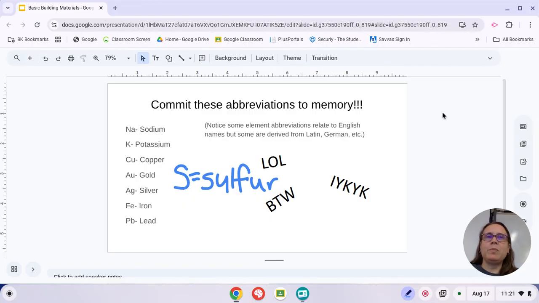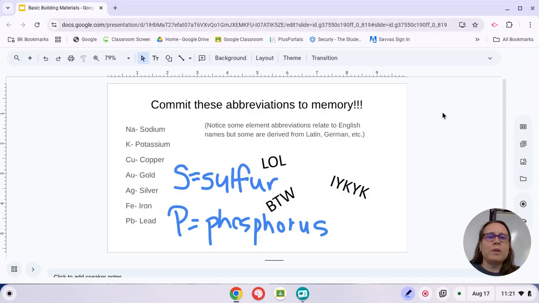Potassium, we would think would be P or PO. Unfortunately, that doesn't work because P is phosphorus. Okay, PO is polonium. So they ran out of letters of the alphabet. Even in many instances, they ran out of the combo of the first two letters. So they had to get creative.